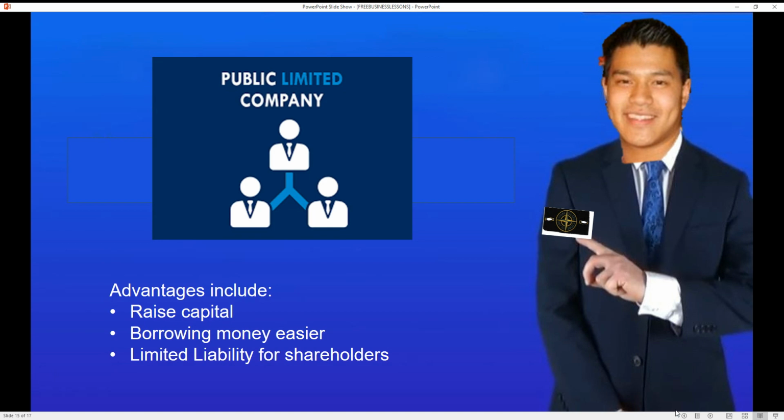Right. So advantages are you can raise capital a lot more easily and quickly because you can sell shares to the public. So anyone in the world can buy a share, which means if you want to buy equipment or want to expand, you can raise that capital at a much quicker pace than a private limited company can. Borrowing money is also easier because you tend to have a higher profile. Banks will tend to lend to you much easier because of that high profile. And you've got limited liability for shareholders again. Okay, so if the business collapses and goes into debt, the shareholders aren't personally liable for that.